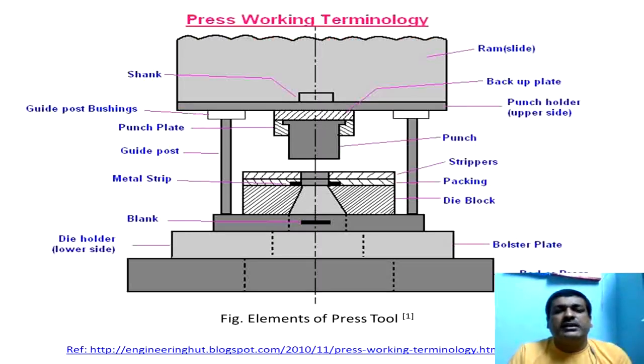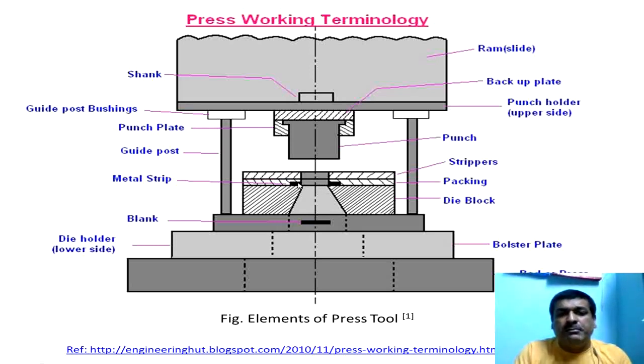Next, press working terminologies. We are going to call it as elements of press tool. There are different elements of press tools just like ram, then die set. This die set contains a lower shoe and upper shoe. The lower shoe has a die block in which the desired part is going to be engraved. Then the upper shoe has the punch.